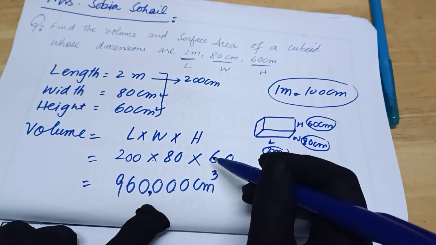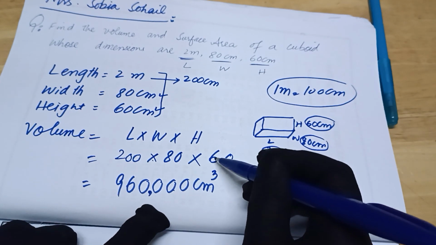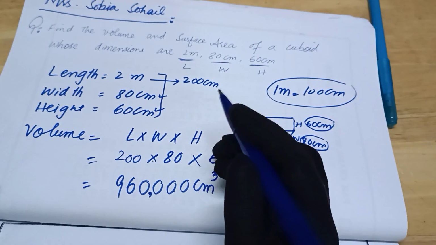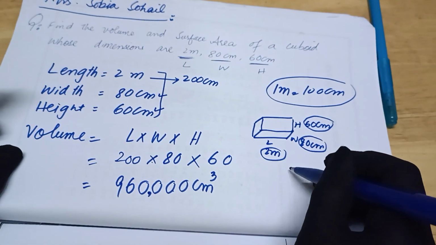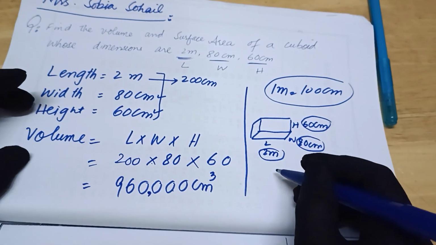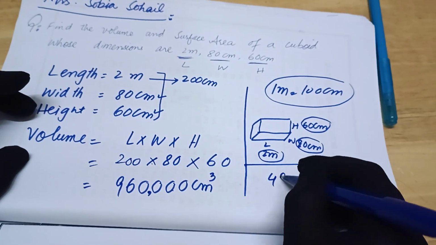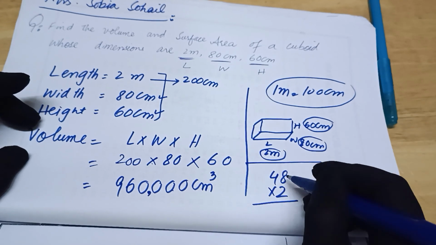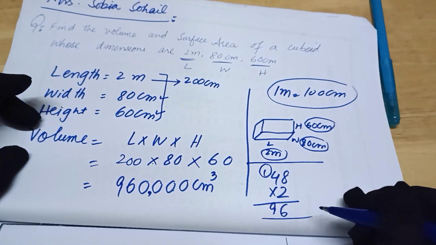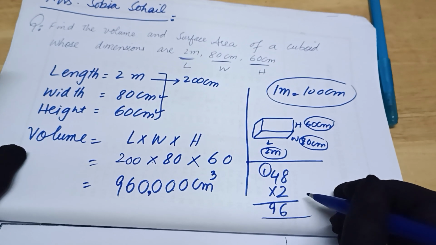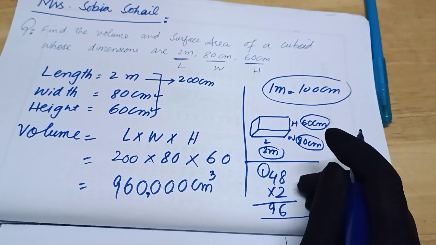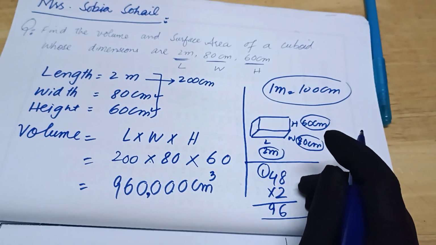Write down 4 zeros, and multiply the non-zero digits. 8 sixes are 48, 48 times 2 is 96. Make a working column every time you are doing maths. 48 multiplied by 2: 2 eights are 16, 1 carry, 2 fours are 8 and 1 is 9, 96. So your answer will be completed. And then we will find the surface area of the same shape.